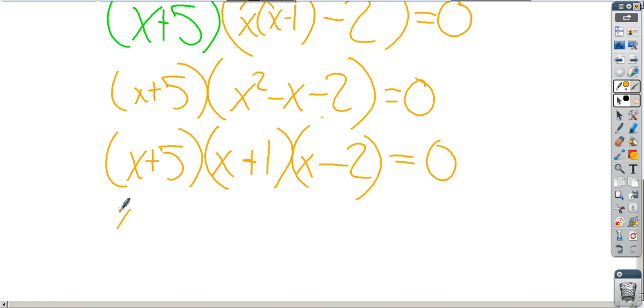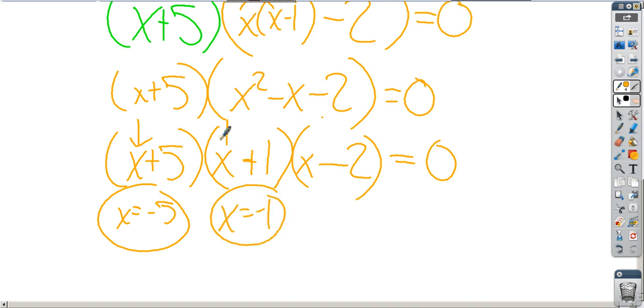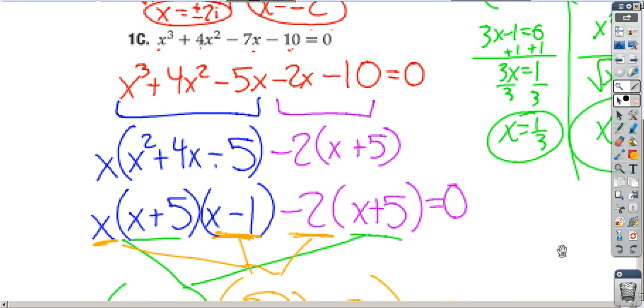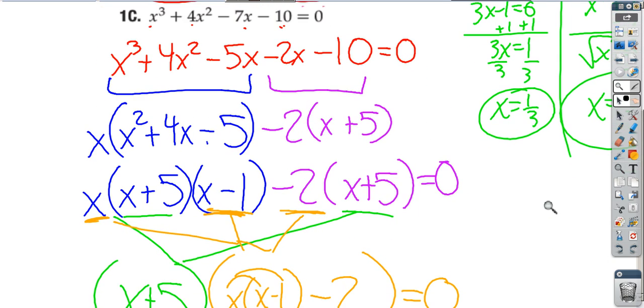So now we have three solutions. We have x equals negative 5, that makes this parenthesis 0. x equals negative 1 makes this parenthesis 0. x equals positive 2 makes that parenthesis 0. So we have 3 zeros, and let's go back and check it. We started out as x to the third power. So we should have had 3 zeros, and we did. And they're all real numbers.